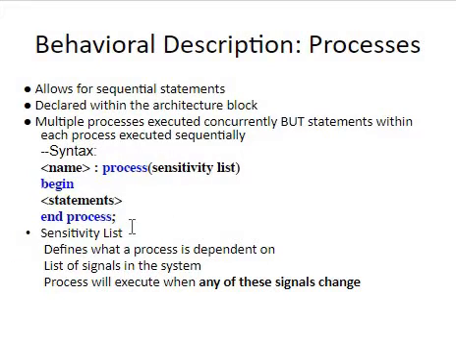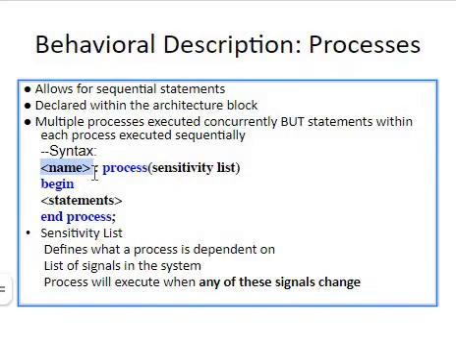Now, what does this process look like? You can always use a process name before the process. You can name it P1, and all these blue colored words are keywords. So process is a keyword. Then you will have two brackets. Inside the brackets, you use a sensitivity list.